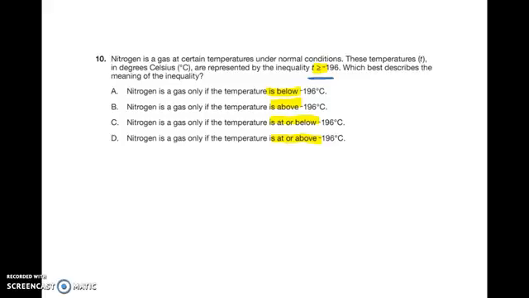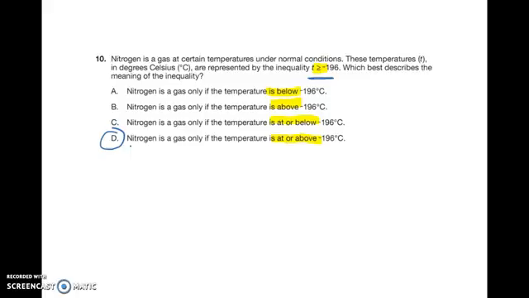So that eliminates A and B because they can't be at that temperature. And that inequality sign is greater than. Temperature greater than negative 196. Remember, the alligator eats the bigger number, so the temperature is the bigger number here. That tells me that D is the correct answer. So nitrogen can be at or above that temperature, and that's what makes it that inequality.